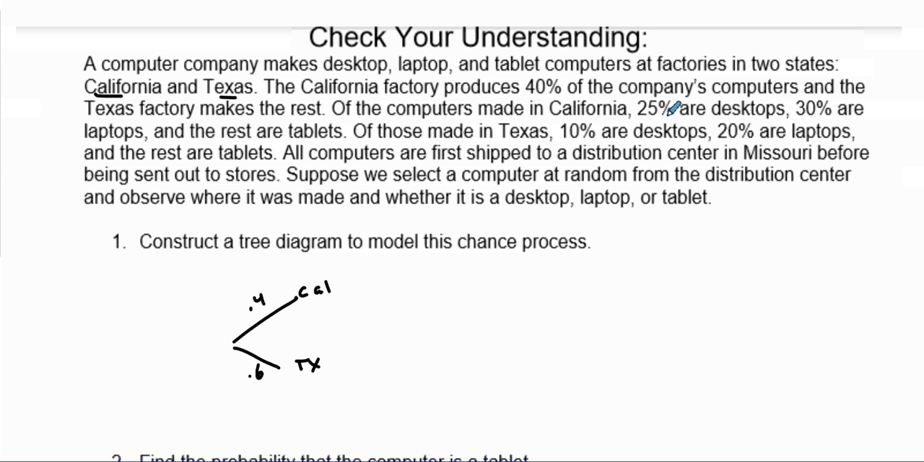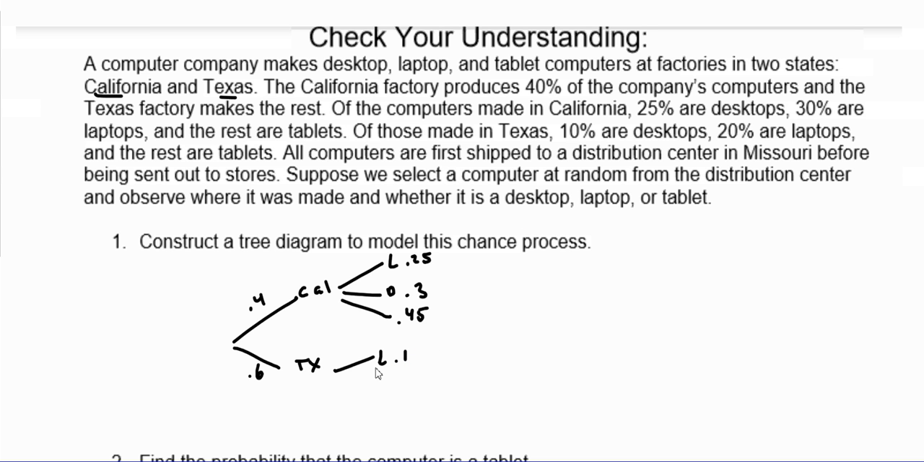Of the computers made in California, 25% are laptops. So California, we're going to call this laptops, we'll just call it L. We know it's going to be 25%. We know the desktops, we'll just call it D. Desktop is going to be 30%. And the rest are tablets. So if we add those together, we know that's going to be 45%. Of those made in Texas, 10% are laptops.